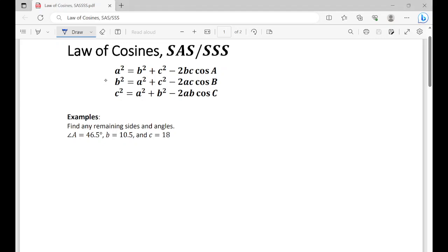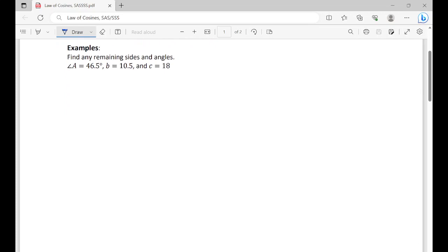In this video, we're going to be using the law of cosines, these three formulas here, to find the remaining sides and angles of the triangles. So we're going to let angle A be 46.5 degrees, side B be 10.5, and side C be 18.